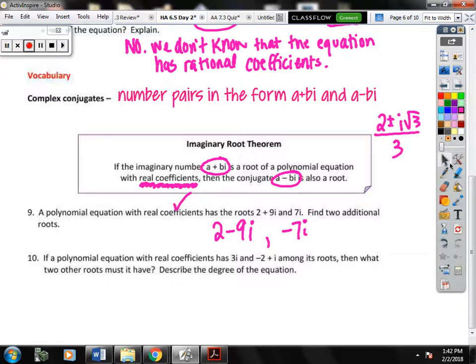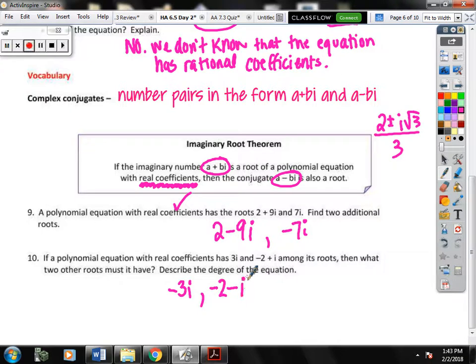Here's the degree question. I knew it was coming. If a polynomial with real coefficients has 3i and negative 2 plus i among its roots, then what two other roots must it have, and describe the degree of the equation. So what would my two other roots be? Negative 3i. Be careful with the second one. Negative 2 minus i.